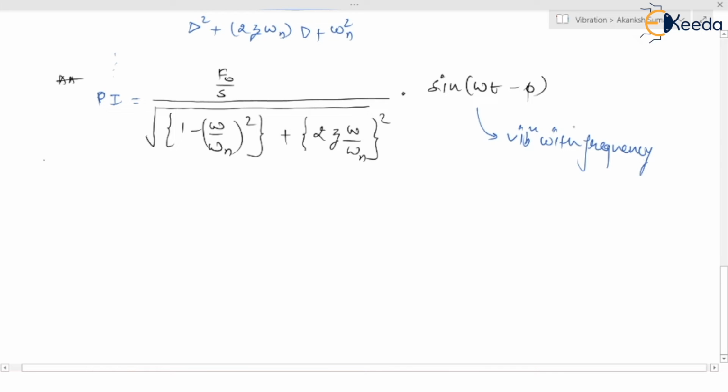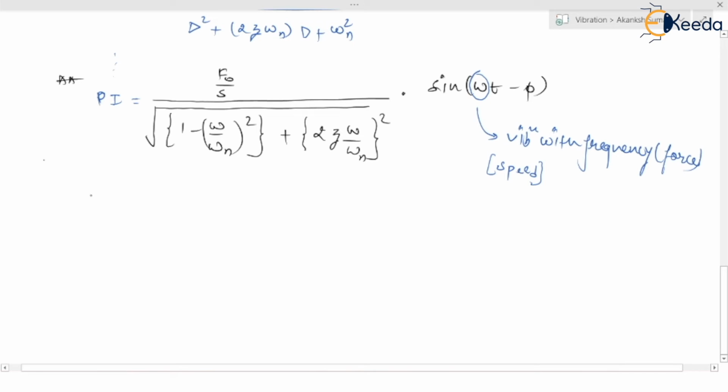Vibration with frequency. This is the force frequency basically. Force frequency, or you can see this is the speed. This is speed, and it is represented as omega.